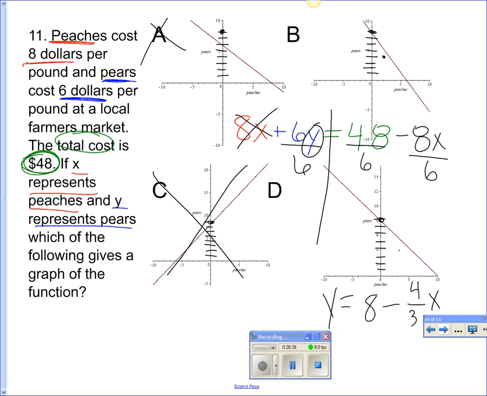1, 2, 3, 4, 5, 6, 7, 8. Yep. So down 4 over 3. No, I think this one is the best one. 1, 2, 3, 4. 1, 2, 3. Yeah. I think B is the best answer. It's really hard to see those graphs. All right, here's your Oyo.